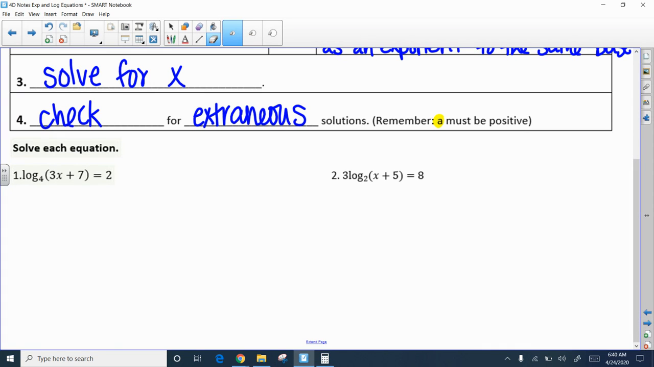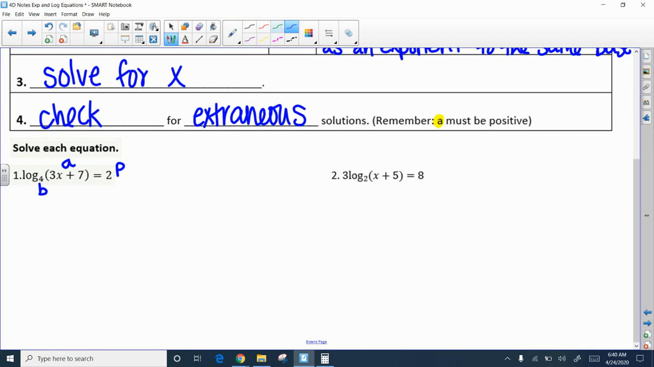So number 1 says log base 4 of 3x plus 7 equals 2. The logarithm is already by itself. There's nothing else outside of the log base b of a. So this whole thing, since it's in parentheses, is a. So it's part of the logarithm. This is log base b of a equals p. So for this one, step 1 is already done. We don't need to isolate.